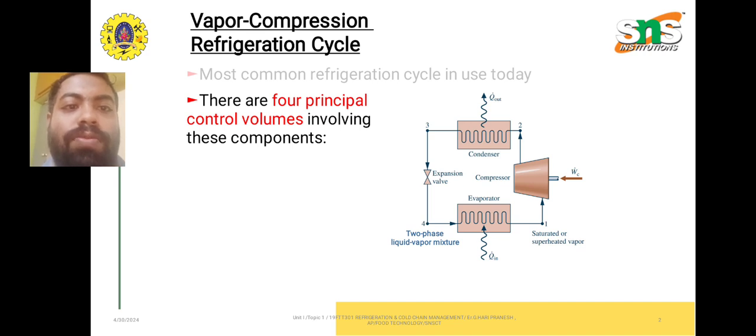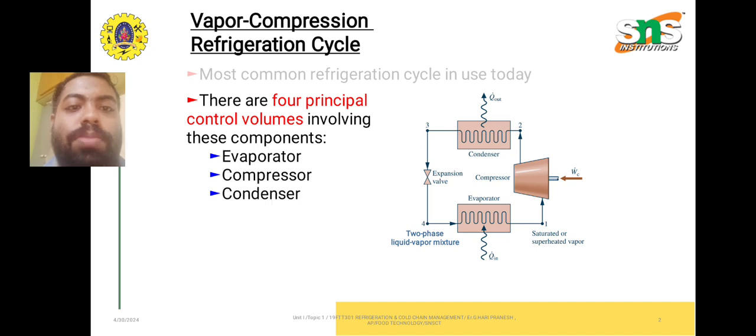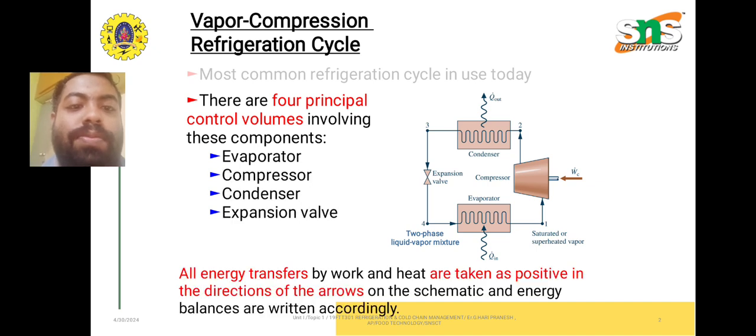There are totally four components involved: evaporator, compressor, condenser, and expansion valve. In this, all energy transfers are done by work and heat, taken as positive in the direction of the arrows of the schematic, and energy balances are written accordingly.